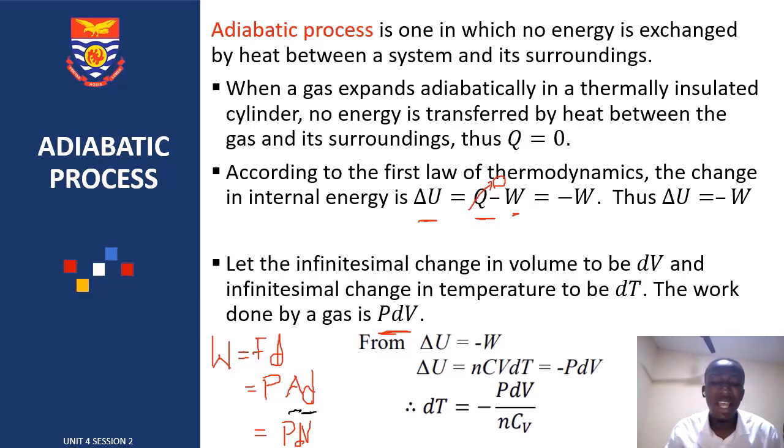Now, we can express our change in internal energy as n Cv dT. The v here should be a small letter, it's a subscript actually. n Cv dT equals the work done, which is negative P dV. Making dT the subject, we get negative P dV all over n Cv.